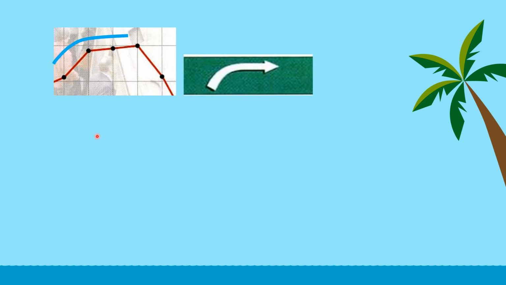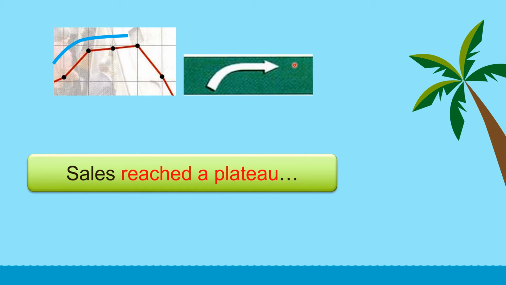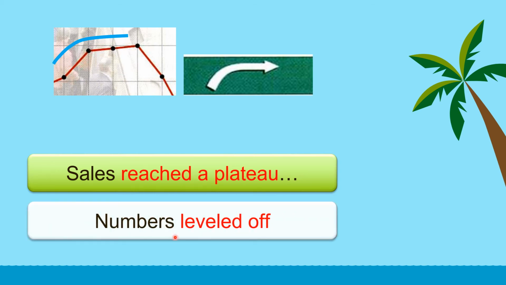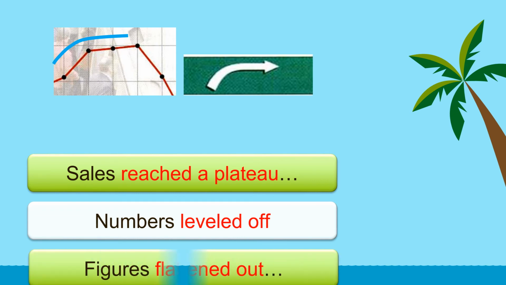Now let's look at this shape here. Notice how the line goes up and then flattens. So it goes up and then it goes flat here. This is called a plateau. So it goes up and straight. It's called a plateau. So you can say sales reached a plateau between, for example, June and September, for instance. So reached a plateau, or I can say numbers leveled off. Or you can say figures flattened out in the months, for example, June and July, and so on.